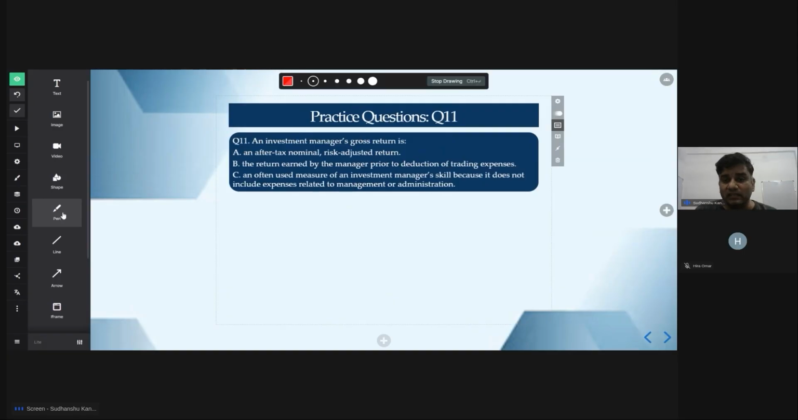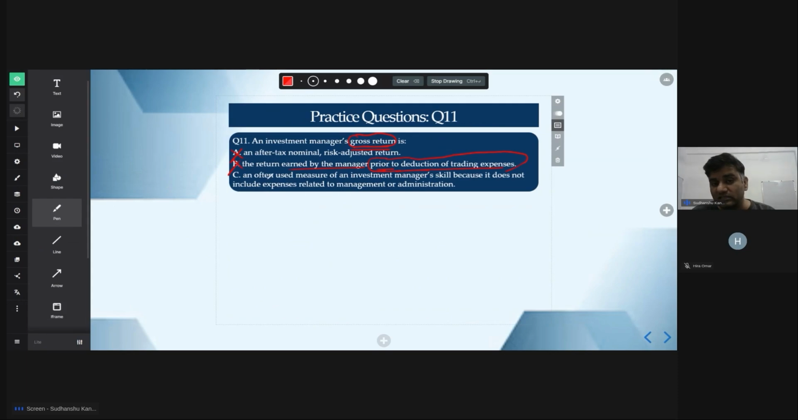Next one: an investment manager's gross return. Again, we covered the definition. Is it an after tax nominal risk adjusted return? No. Gross return is never after tax. We have seen very clearly that gross return is not an after tax kind of thing. So this is not it. The return earned by the manager prior to deduction of trading expenses. Now, this is very important, I told you very clearly. For gross return, will we deduct commissions, etc., and trading expenses? Yes or no? Yes. So it's not prior to. This is the trick part. It's not prior, so this is wrong.